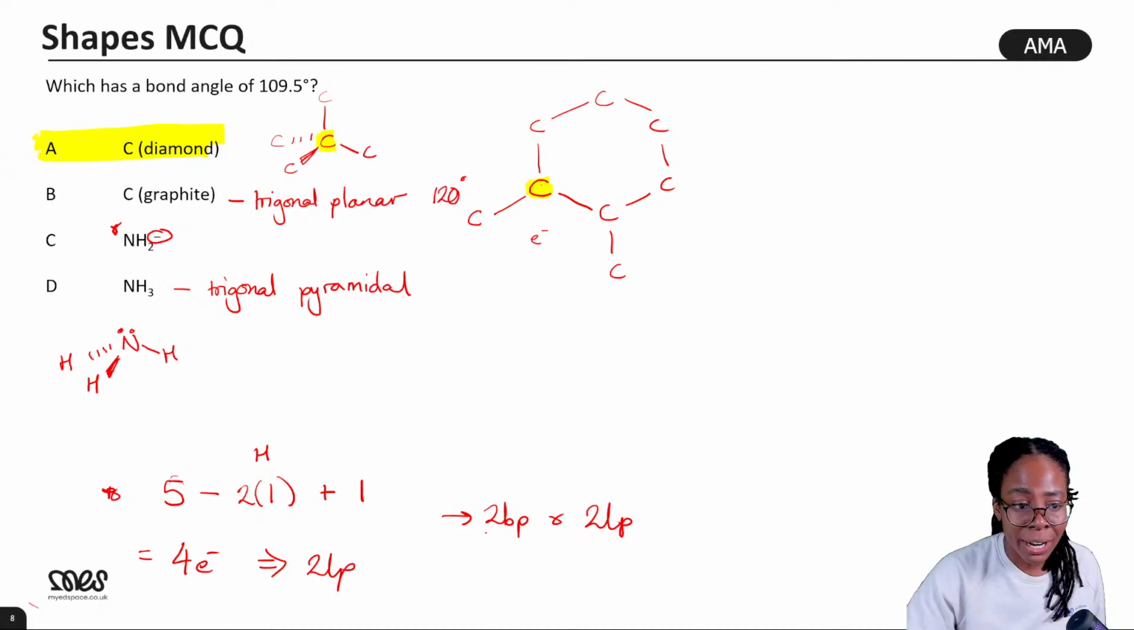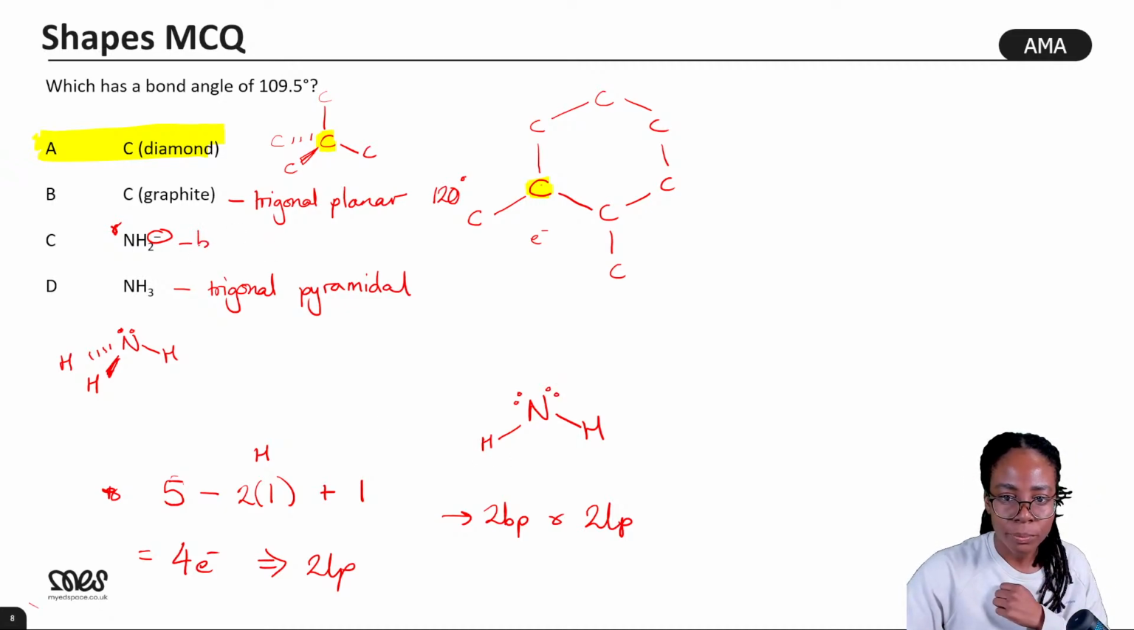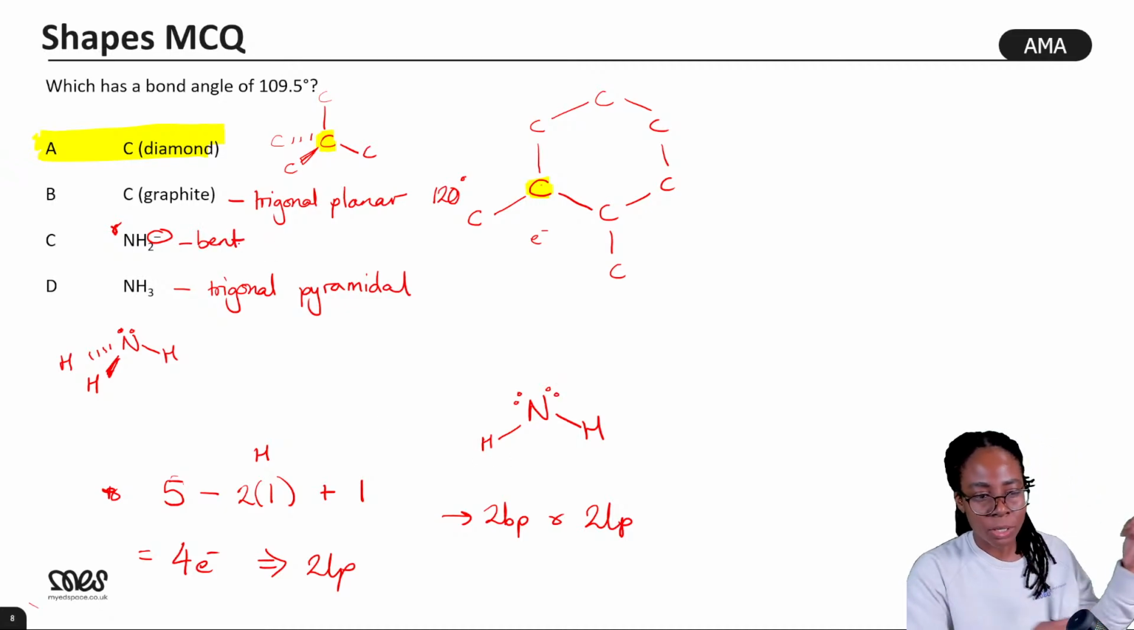You're absolutely right, Chinwendu. It will be bent, just like water. Bond angles? I'm going to ask you for both.